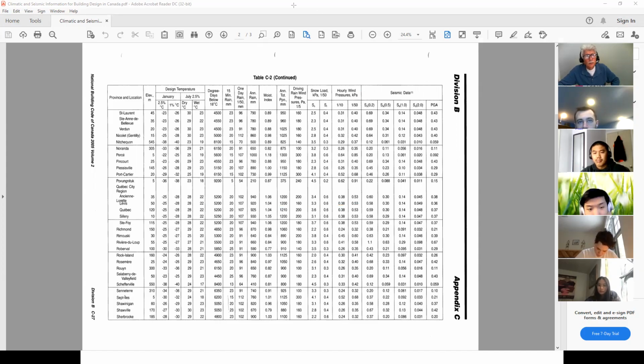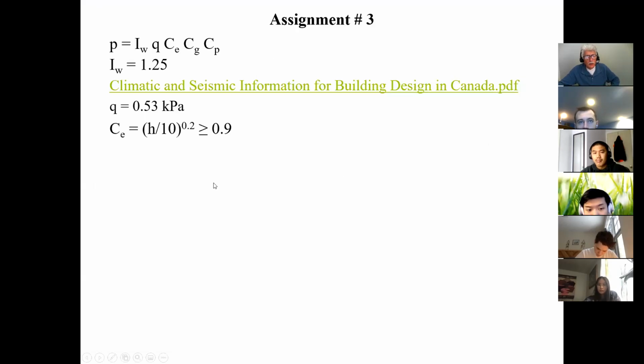Now, after that, it's a question of calculating the exposure factor. As I told you, the exposure factor increases as you get higher up into the atmosphere, and that makes sense because as you go higher, the wind speeds are higher. And then of course, there are two types of exposure factors: one if you're in open terrain, one if you're in rough terrain. If you're not sure, be conservative and always use the open terrain.